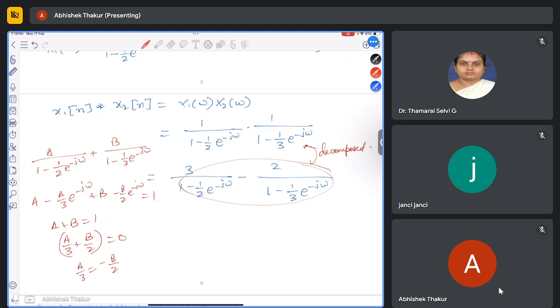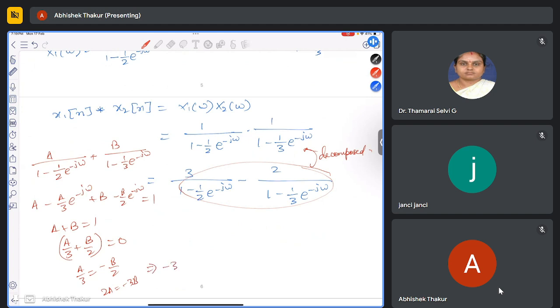Then we will get 2a is equal to minus 3b. So when you substitute 2a is equal to minus 3b, you will get minus 3b plus 2b is equal to 1. So b is equal to minus 1 and a is equal to... 2a is equal to minus 3b.